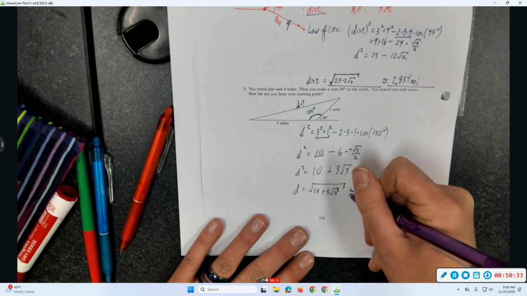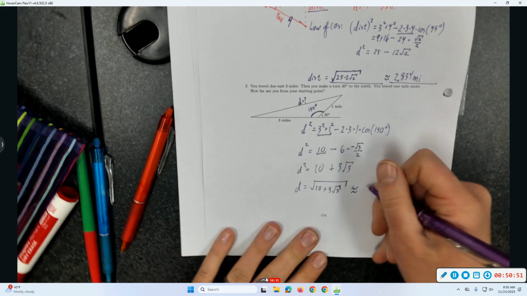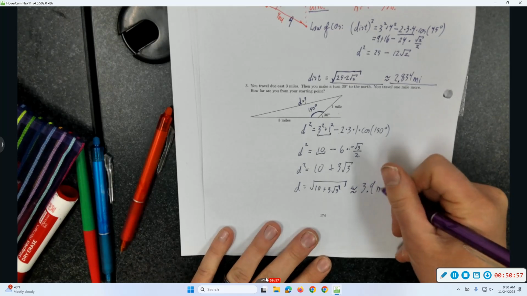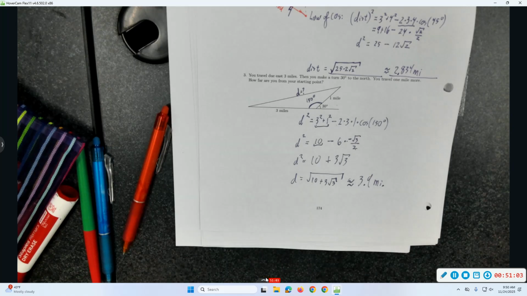And there are some algebraic tricks to split that up into two different square roots, but for now I'm happy with that. Alright, so 10 plus 3 root 3 comes to about 3.9. Next, what are the units? Miles. Yeah, so that's about what we expected. It's really close to just being 3 plus 1. We didn't make much of a turn, so we were going really close to a straight line. But it's only shorter because of the triangle inequality.